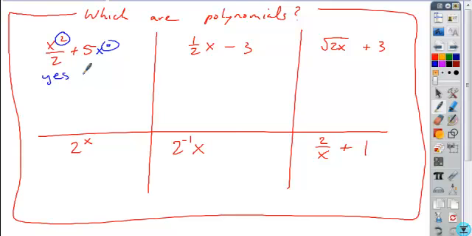And if I were to ask you what degree is this polynomial, your answer would be? Okay, so this is a second degree polynomial, right? The highest power of your variable is 2. Okay, what about the next problem? The next expression, is that a polynomial?